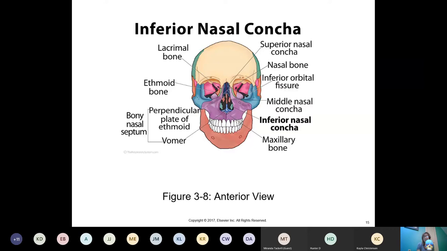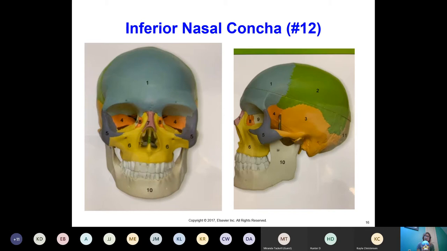And on slide 15 are pictures of the inferior nasal concha. If we could see them really clearly on the skull, they painted them in purple. In here, the little purple bone, it's a light purple. It's kind of hard to see, but that's the inferior nasal concha. On this particular skull, they are number 12. You can't really see them from the lateral view because they're blocked by the walls of the maxilla, but I just threw that view in because I was copying and pasting the same slide.